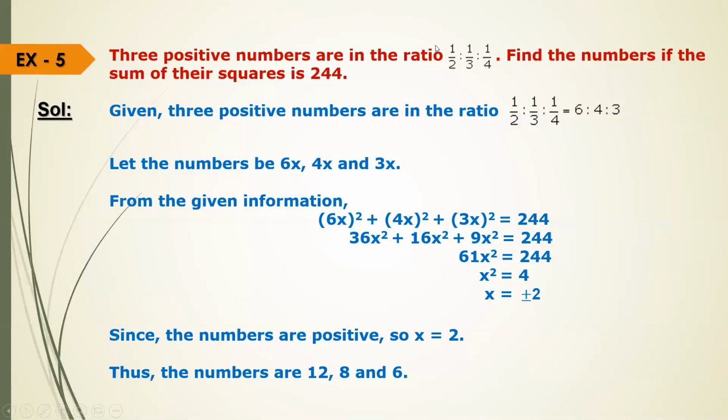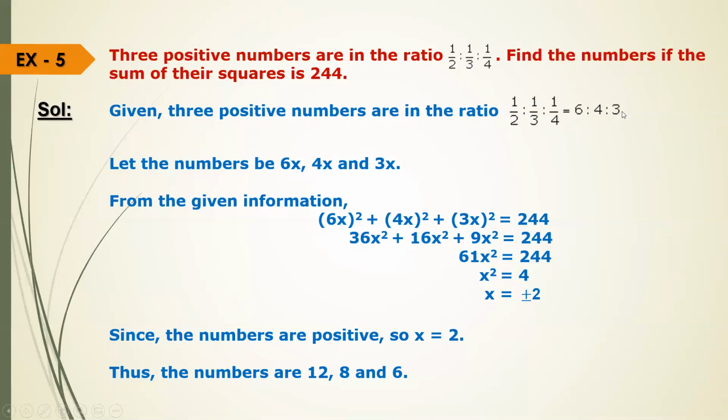So 1/2 into 12 will give you 6. 1/3 into 12 will give you 4. And 1/4 into 12 will give you 3. This is the new ratio which we have converted, which means the original ratio 1/2 is to 1/3 is to 1/4 is equal to 6 is to 4 is to 3.